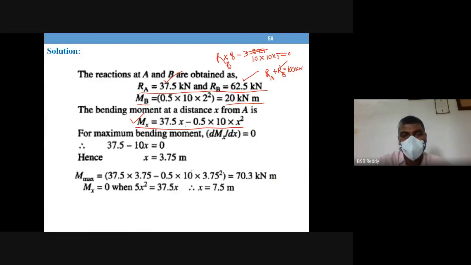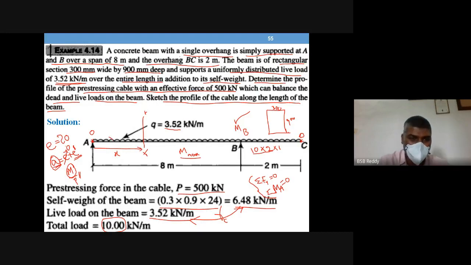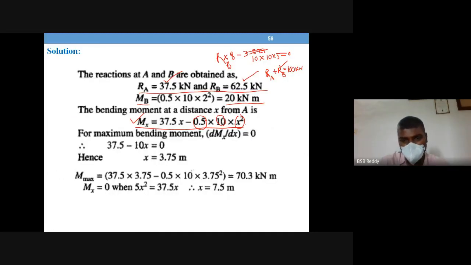RA into x minus w into x square by 2. The 2 is written in terms of 0.5. So w is 10, into x square by 2. So Mx is 37.5x minus 5x square.